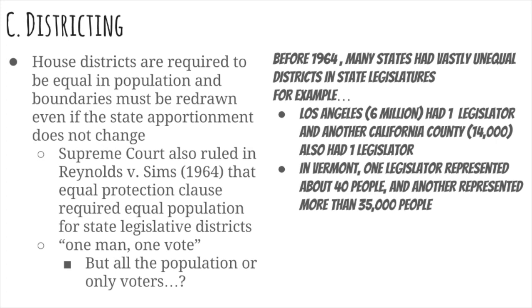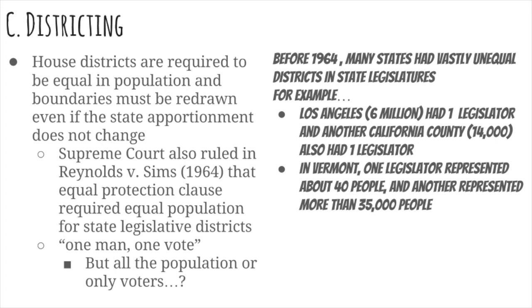So it's a little bit of a technical issue, but I want you to imagine before 1964, lots of states actually had really unequal House districts in their state legislatures. And often what it did was it biased against urban areas. So for example, Los Angeles, a county of 6 million people, had one legislator in 1963, and another California county of 14,000 people also had one legislator. So this principle of one man, one vote is pretty significant in American politics today, and it was a major shift in how we did things starting in the 1960s. It really moved a lot of political power to cities.